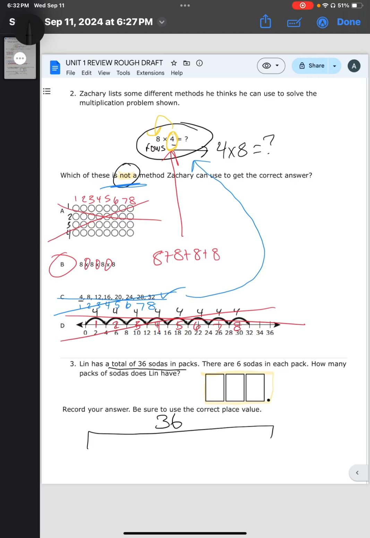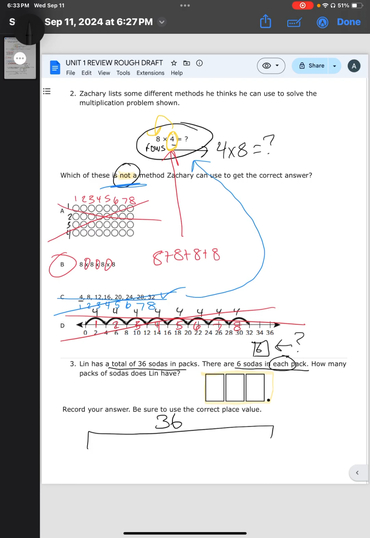As I continue reading, it says there are 6 sodas in each pack. Each is such an important word in math word problems because it has a very important meaning, and it means every single pack. So I'm going to make a note of that. Here's a pack of soda, and there are 6 in there. How many of these packs do we need to get to a total of 36?